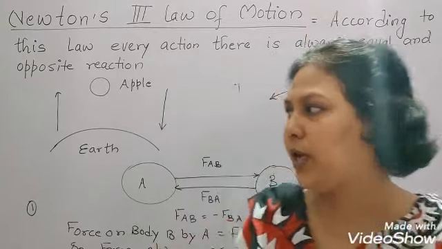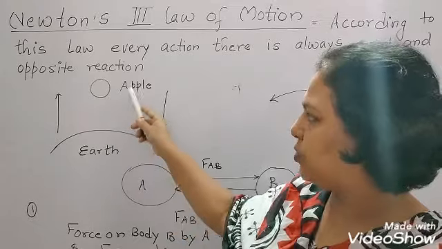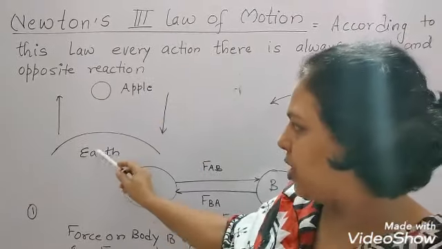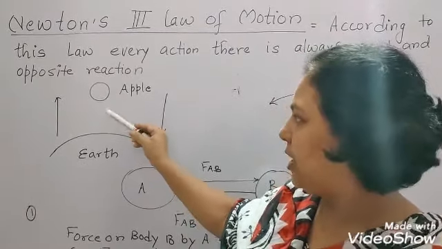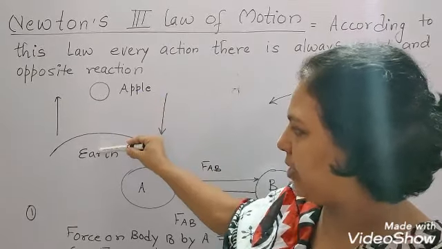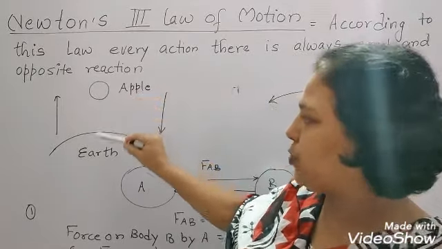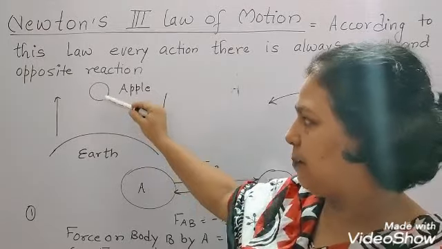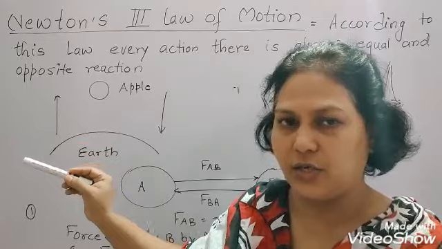For example, you can see that here is an apple and this is the earth. The apple is attracted towards the earth, so the earth is also attracted to the apple. That means the earth applies a force on the apple, and the apple also applies a force on the earth. So both are applying force on each other, and that force is called the action and reaction force.